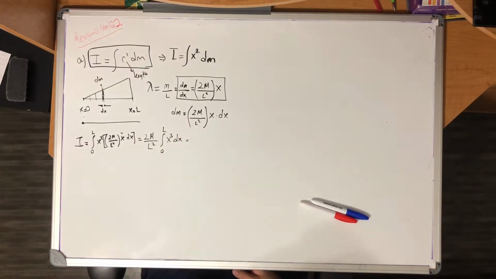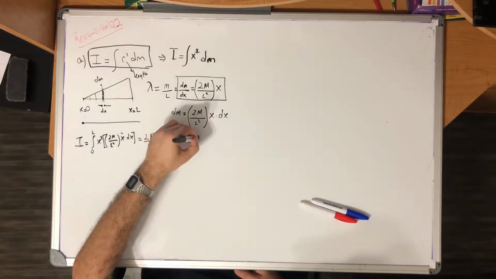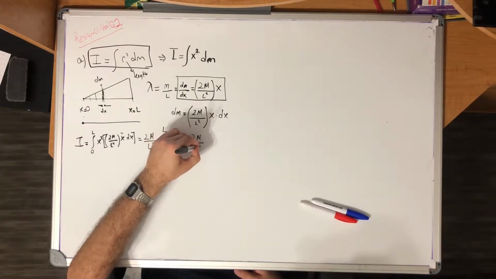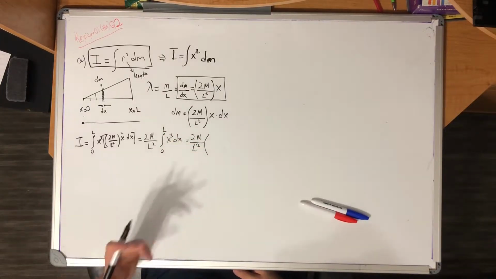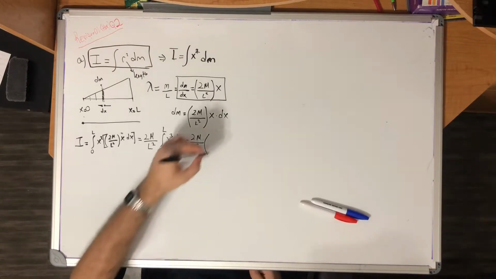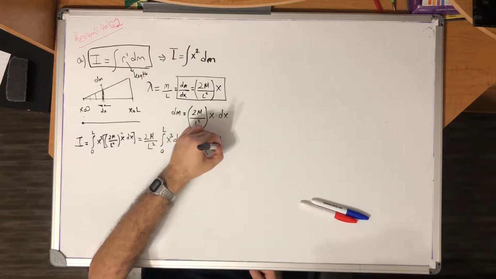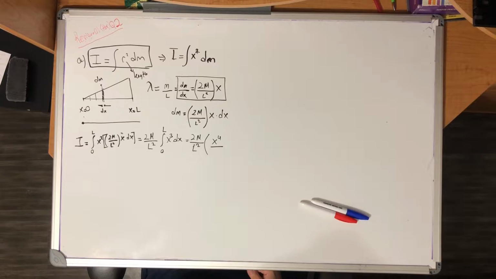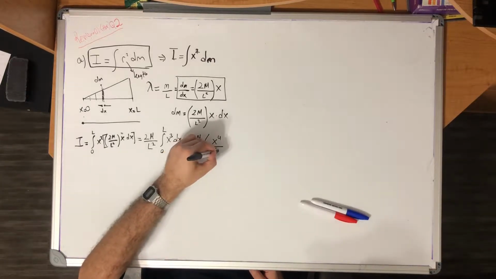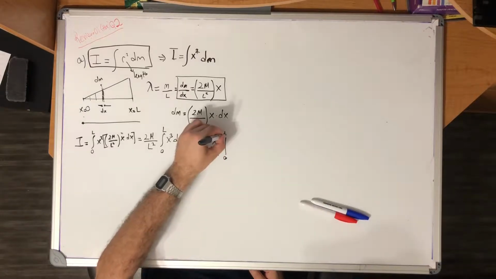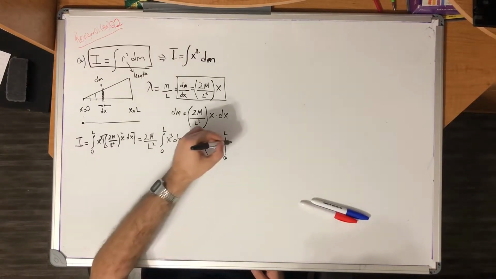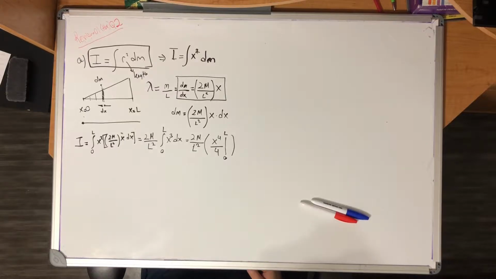How am I going to find the integral? Take the integral of that x cubed. So 2m over L squared is going to stay as a constant outside, so x cubed. All you do is increase the power by 1, x to the power of 4, and then you divide it by the power, divided by 4, and then you're going to evaluate it from 0 to L, and then close the parenthesis.